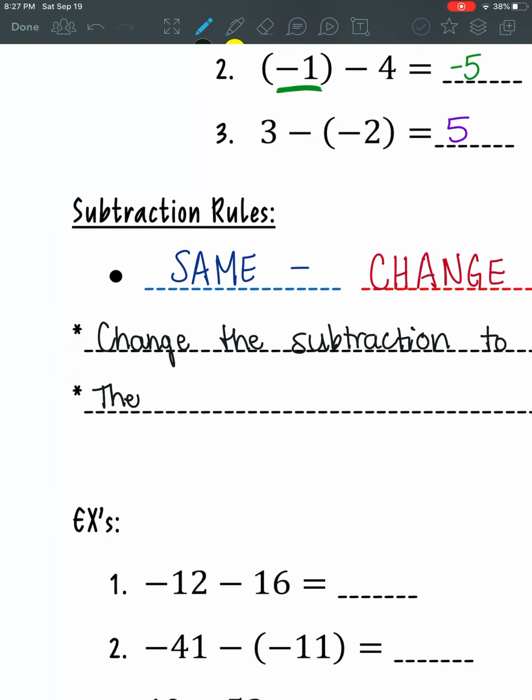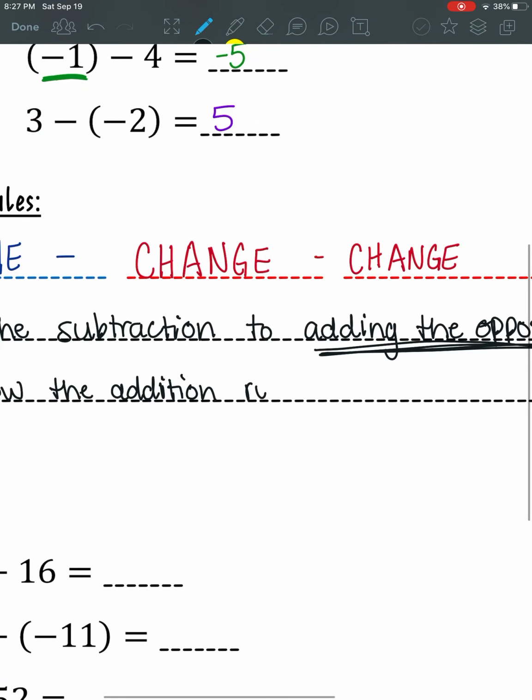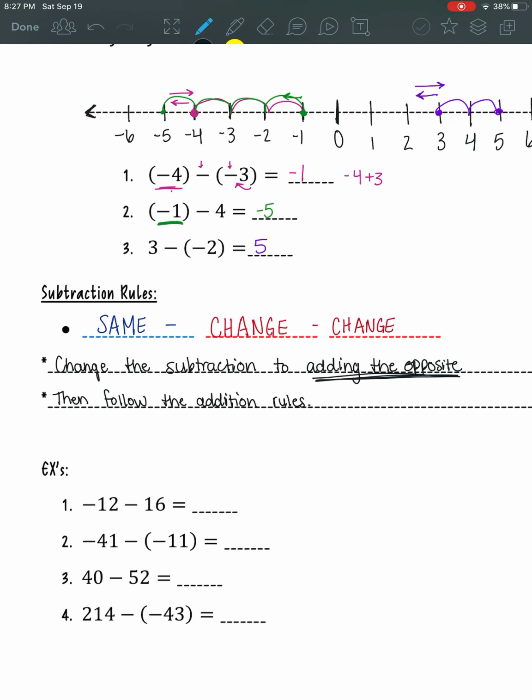So my second little star here is after you change the subtraction to adding the opposite, well, then you're just going to follow your addition rules. So then follow the addition rules that we learned already.